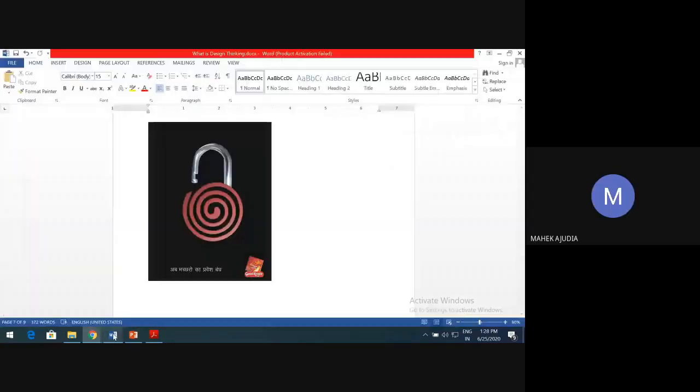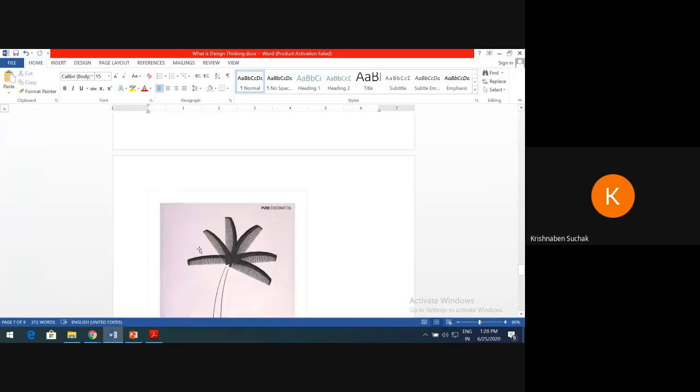This advertisement shows us that we are no more locked in with mosquitoes, and we are unlocked from them, and we are free from them. So we have to use this, and we can be free from mosquitoes. Yeah, very good, Mehak. So there is the next picture.